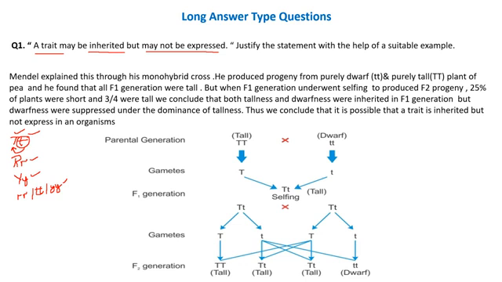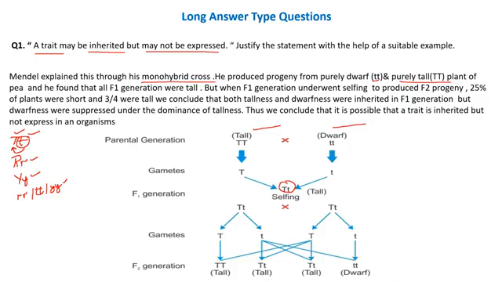Mendel explained this through his monohybrid cross. He produced progeny from pure dwarf and pure tall plant of the P generation, and he found that F1 generation were all tall, because the condition was heterozygous. When the parents were pure tall and pure dwarf, we got the progeny having the heterozygous condition. Here the tall gene and the short gene are present, but the tall is dominant, so all the progeny were tall.